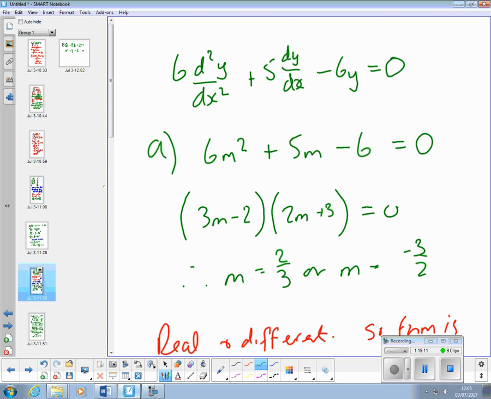6m squared, that was you who told me what it was earlier. 6m squared, 5m, minus 6, down to minus 6. 5, that is R over L. So instead of 5 we got R over L. Instead of 6 we got no number, which is 1. And instead of minus 6 we got 1 over LC. So would it not become R over L?